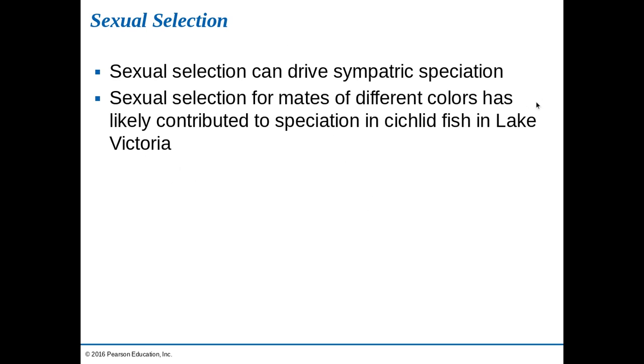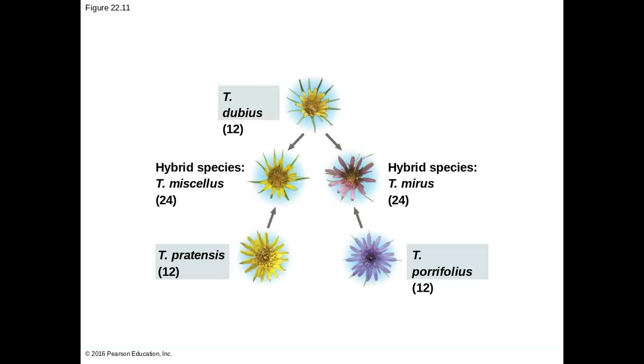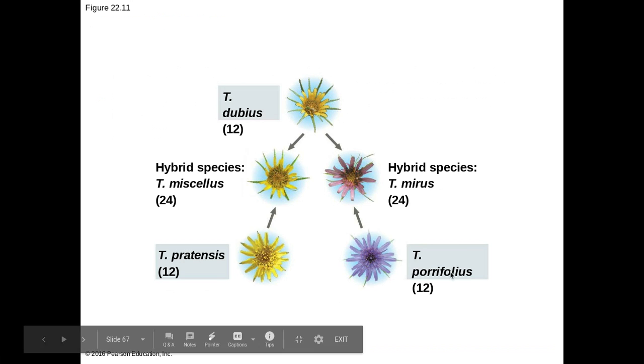So a lot of times certain organisms will only mate with those who have a specific color. And if they continue to mate that way, we may eventually develop a new species that is only wanting to mate with that color.